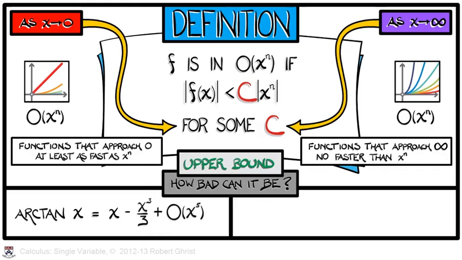Or, if we want to expand further, we could say that arctan of x is x minus x cubed over 3 plus big O of x to the 5th. Likewise, as x goes to infinity, we could look at a function like x times square root of 5 plus 3x plus x squared. This is a complicated looking function, but really, it's just x squared plus some other stuff in the limit as x goes to infinity.